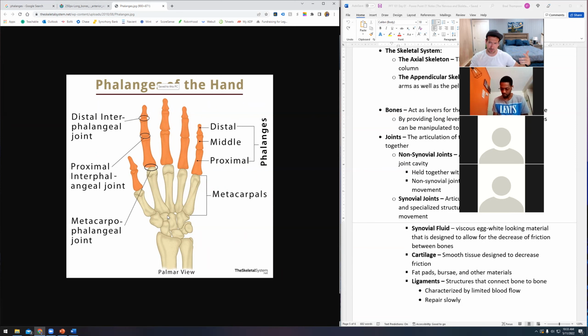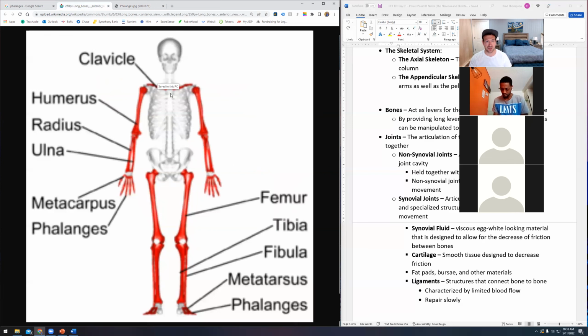Cool. Can you show me the other picture from before this? I just want to take a picture. So yeah, your collarbone, that's longer than it is anything else, right?